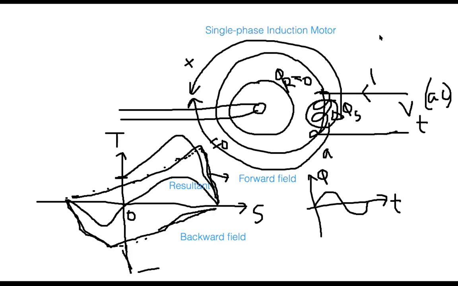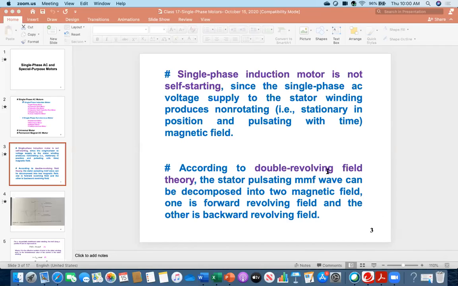Everybody, could you follow me so far? Yeah, makes sense. Okay, then now let me take you to that slide again. Everybody see, that is the thing I wrote now. Single phase induction motor is not self-starting, since the single phase AC voltage supply to the stator winding produces a non-rotating magnetic field, which is stationary in position and pulsating with time. And then, as I explained, according to the double revolving field theory.